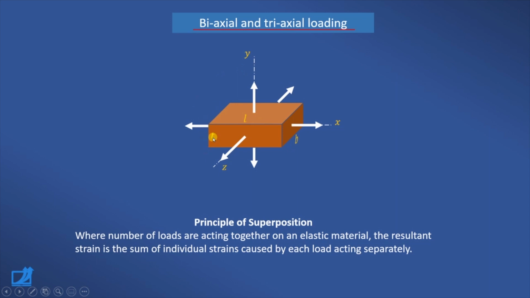Total strain in thickness is strain in thickness due to load along y-axis plus strain in thickness due to load along z-axis plus strain in thickness due to load along x-axis. You will understand it better.